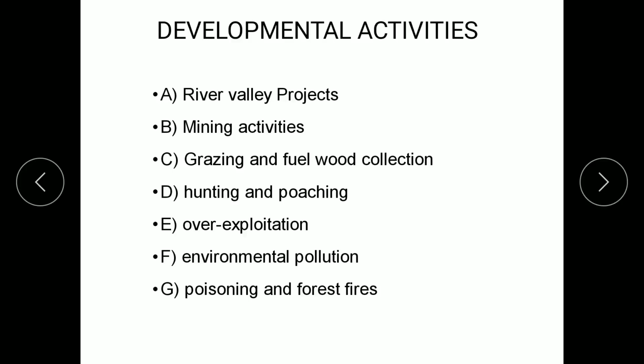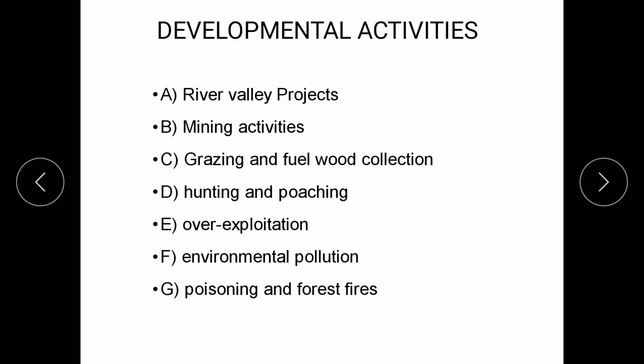So many people take their cattle into the forest for grazing and wood collection, and as a result they are causing damage to the forest. Hunting and poaching are also another factor for depletion of fauna. Over-exploitation, because of rapid industrialization and urbanization, demand for forest resources, and the development of more forest-based industries like matchbox, sports, and paper industries, which need more resources.